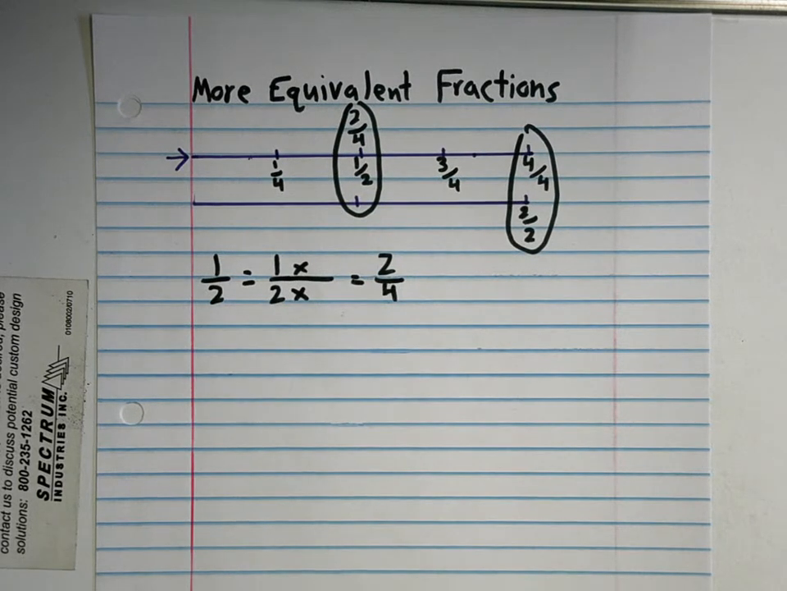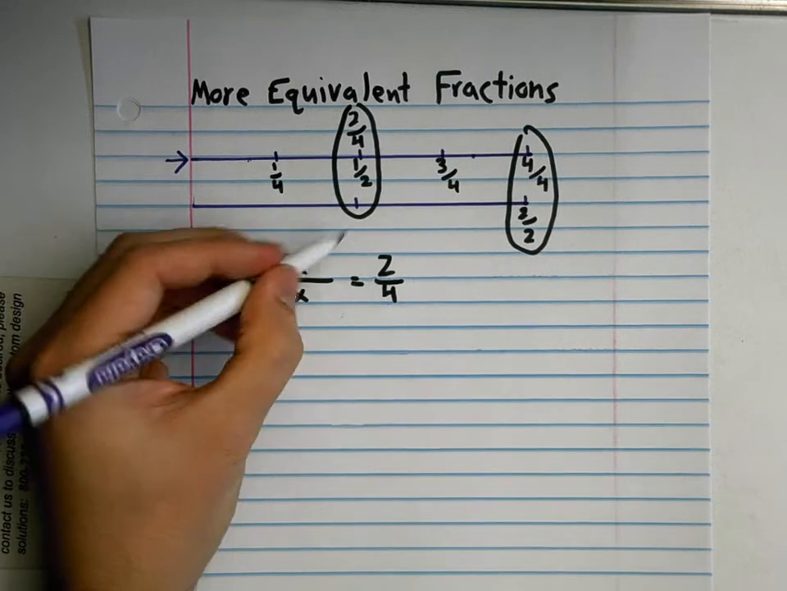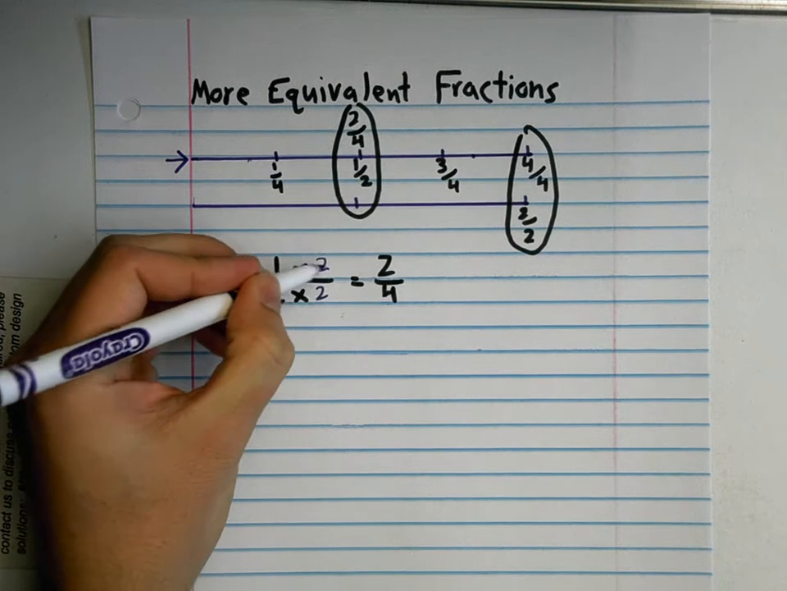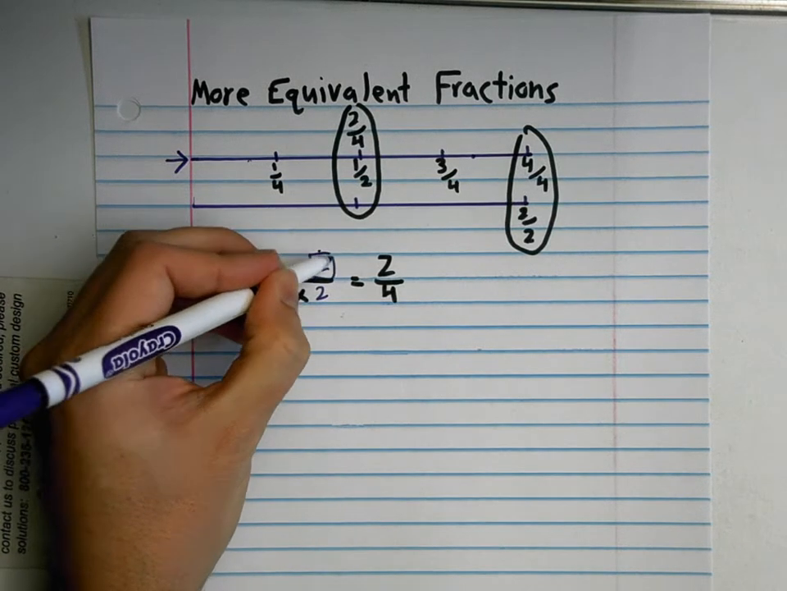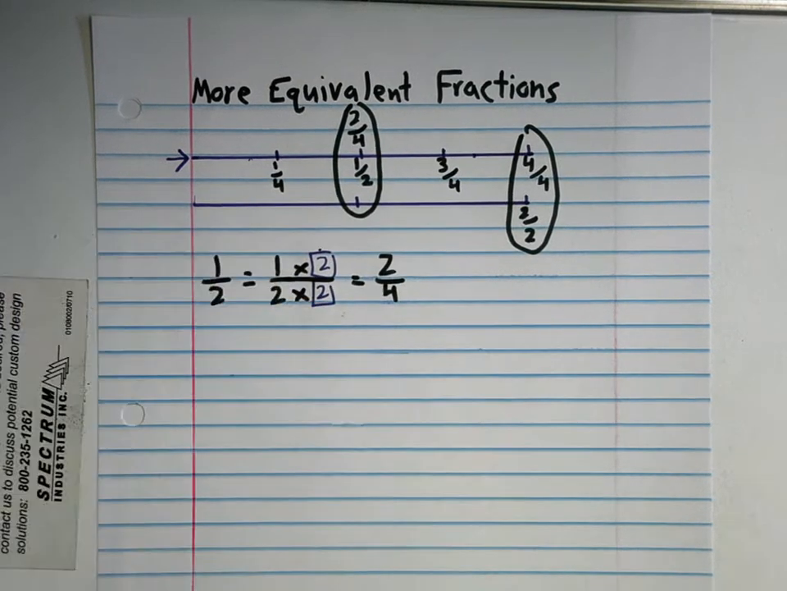You're multiplying 1 times 2. And you're multiplying 2 times 2 to get 4. See how it's the same? I'm multiplying my numerator and denominator by the same thing. Okay? By the same thing.